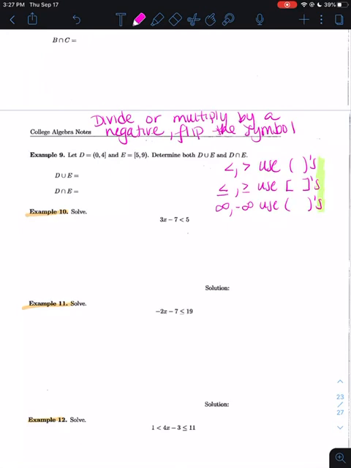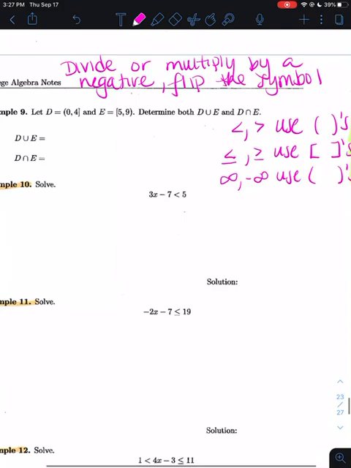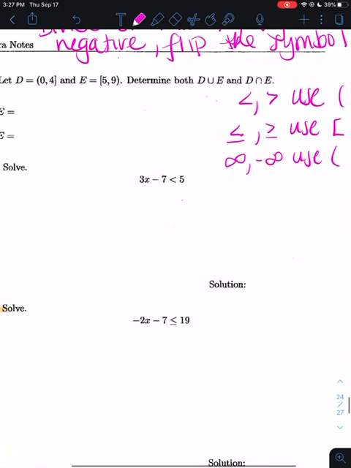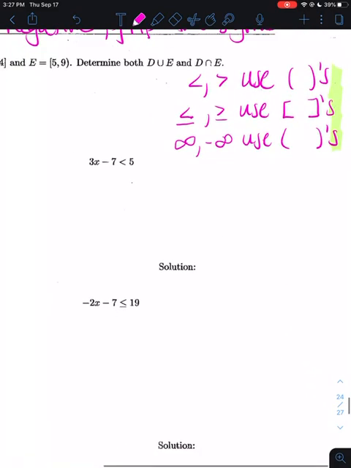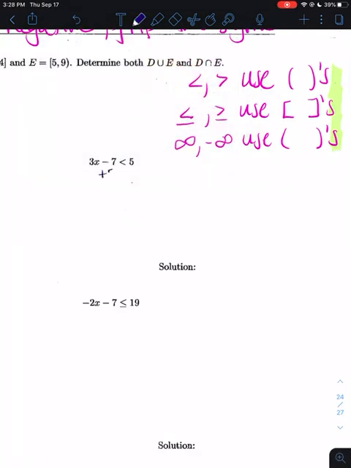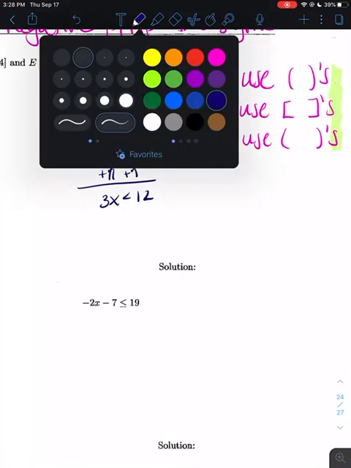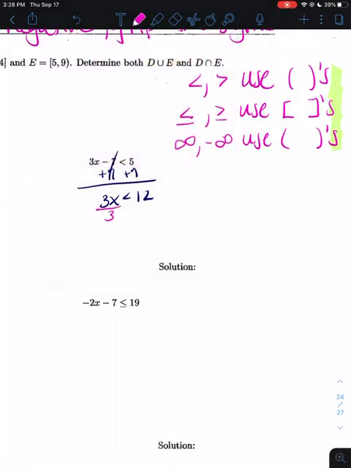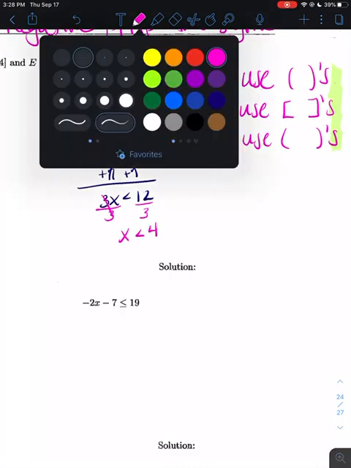All right, so let's look at the first one. Example 10. I'm going to show you how all this comes together. So now I'm solving this inequality. To solve this inequality, you want to get x on the left side. So what you do, I'm going to add 7 to both sides. So 3x is less than 12. Then I'm going to come back and divide both sides by 3. So this is x is less than 4.